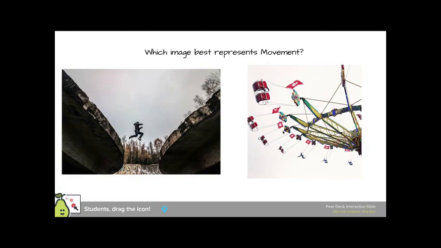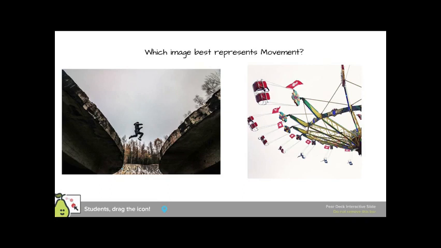Which image best represents movement? Maybe this is a trick question. I don't know. Let's figure it out. Which image best represents movement? What seems like it's taking your eye from one place and moving it to the next part of the image? I'm going to give everyone about 3 more seconds to move their icon to the correct image.